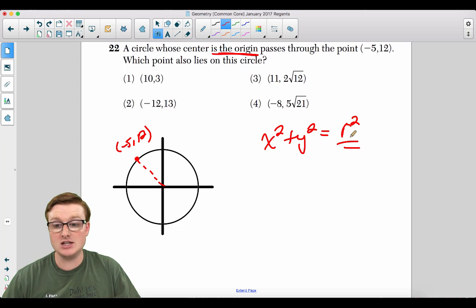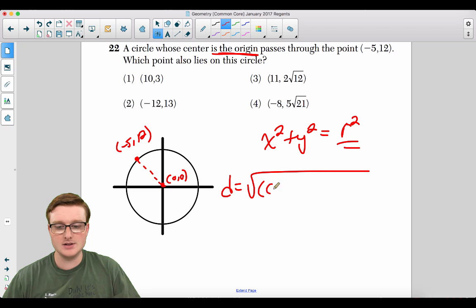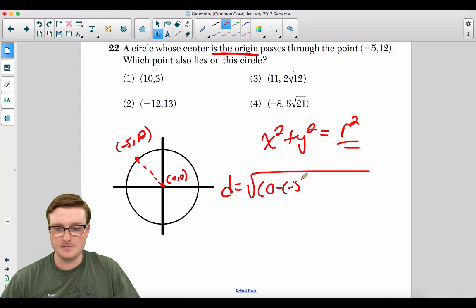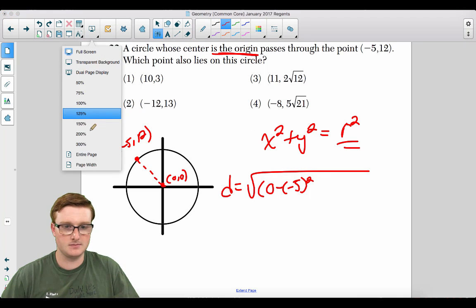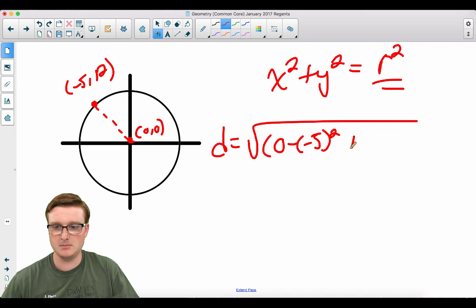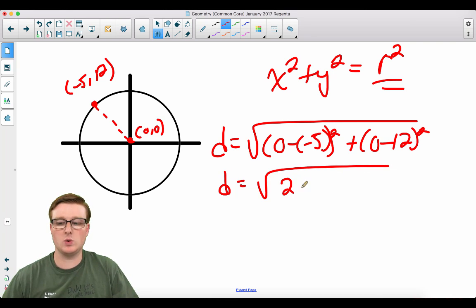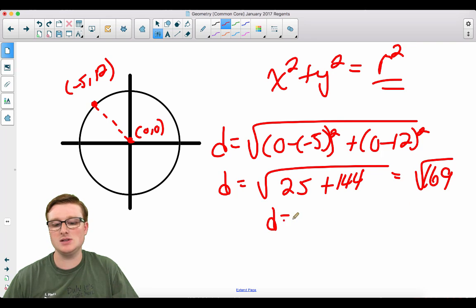And the only way that we could do that is to use the distance formula. So, this is 0, 0. d is equal to the square root of 0 minus negative 5, quantity squared, plus 0 minus 12, quantity squared. That is the square root of 25 plus 144, which is equal to the square root of 169. So d is equal to the square root of 169, which is equal to 13.